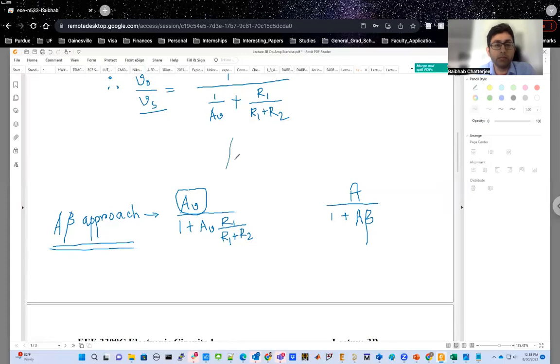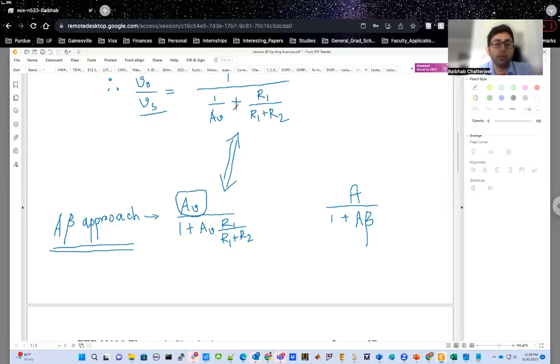Now look at these two equations. The one equation that you found out using nodal analysis or KCL and KVL versus the equation that you found out using the A beta approach. Both of them are exactly the same. Why? Because just multiply the numerator and denominator of this equation. Let's call it equation number 2. And let's call this one equation number 3. So if you just multiply the numerator and denominator of equation number 2 with AV, you'll get this equation number 3.